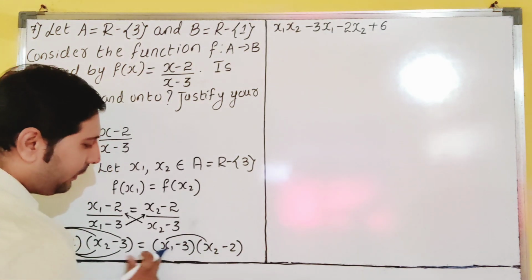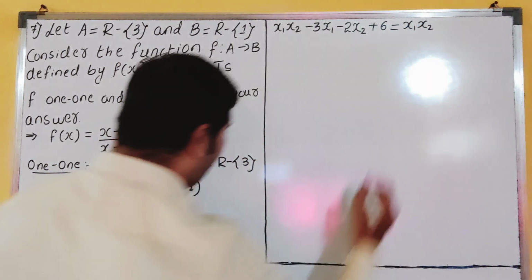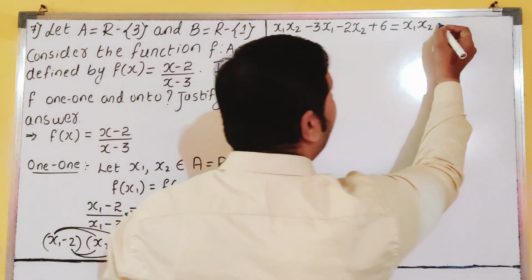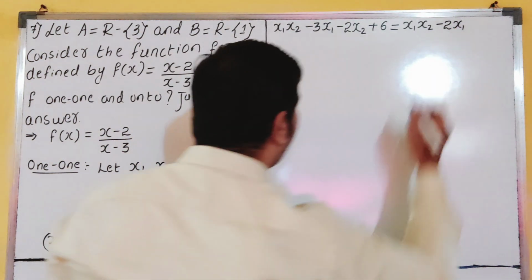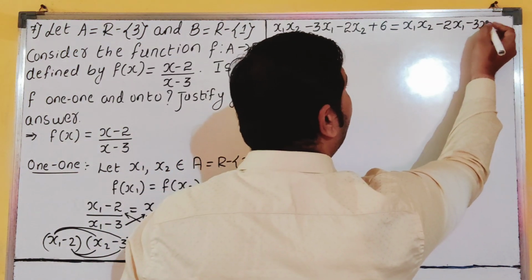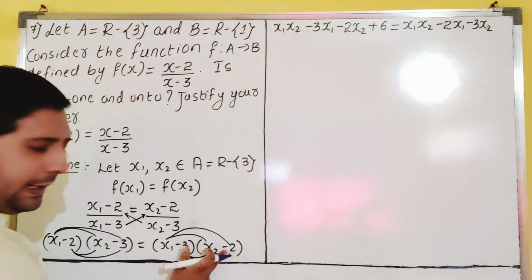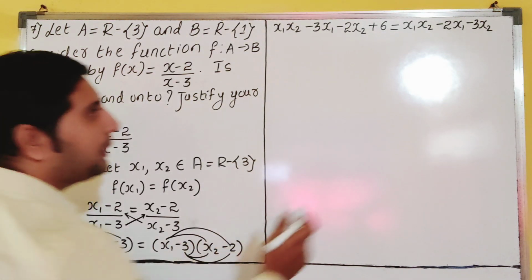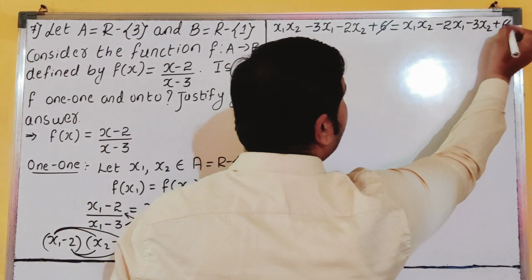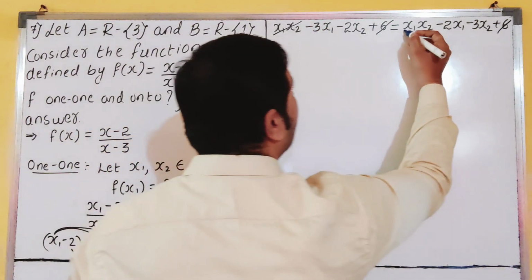Similarly we can multiply this. x1 into x2 is x1x2. x1 into minus 2 is minus 2x1. Minus 3 into x2 is minus 3x2. Minus 3 into minus 2, minus into minus is plus, 3 twos are plus 6, dear students. So this plus 6 gets cancelled. Will you agree, everyone? And x1x2 also gets cancelled.